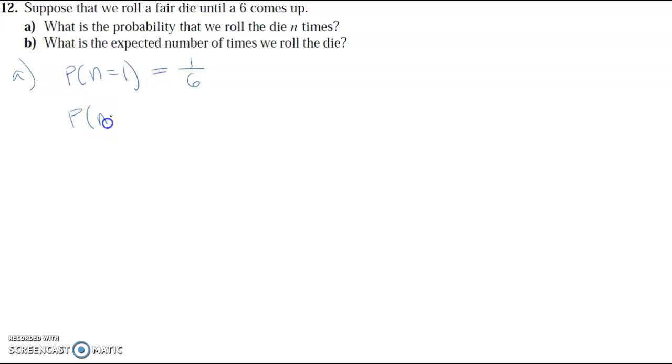Okay, now let's move on. What's the probability of n equals 2? So 6 comes up on your second try. On the first try, you should have the probability of not having a 6, so you have 5 options, numbers 1 through 5 out of 6, times your second attempt, which should be 1 over 6. So this is 5 over 6 squared.